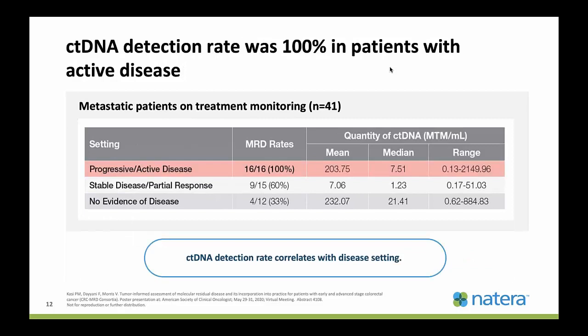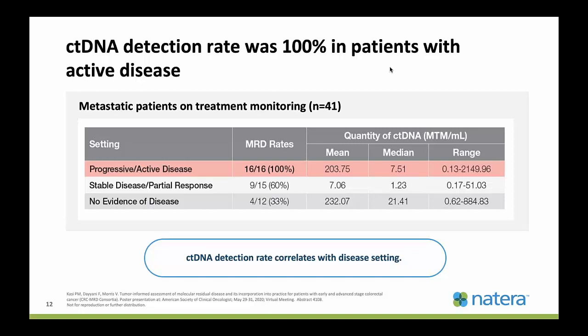In the metastatic setting, the Signatera assay was able to detect circulating tumor DNA in all 16 patients with active metastatic disease. In patients where there was documented stable disease or partial response, 9 out of 15 had detectable disease. So obviously in this setting, knowing the trend would be important to know whether a patient may potentially be benefiting from treatment or not.